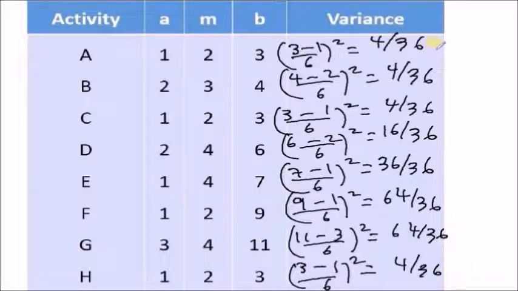The reason the variances are given over 36 is that later on we want to add the variances. It is easier to add if the denominator is all 36.